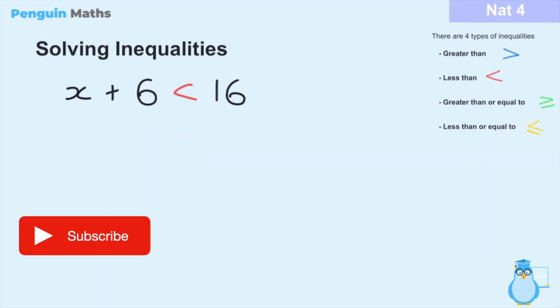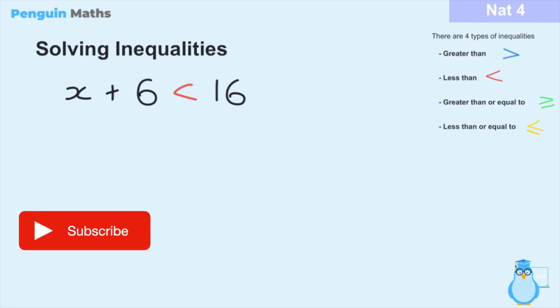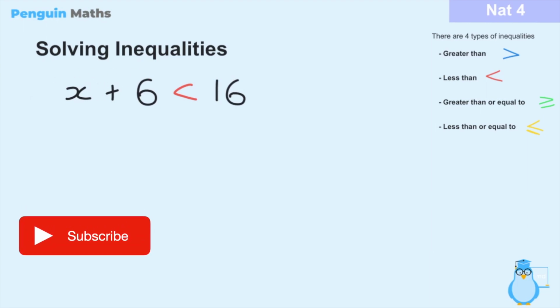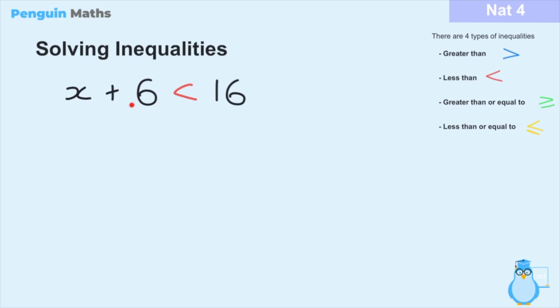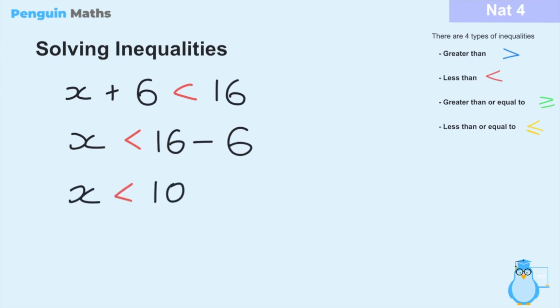So what about this inequality now if we wanted to solve for x? We are told that x plus 6 is less than 16. So what we can do then is take this plus 6 over to the other side to make it become minus 6, and that will give us an expression for x. So we have x is less than 16 minus 6, or we can say that x is less than 10.